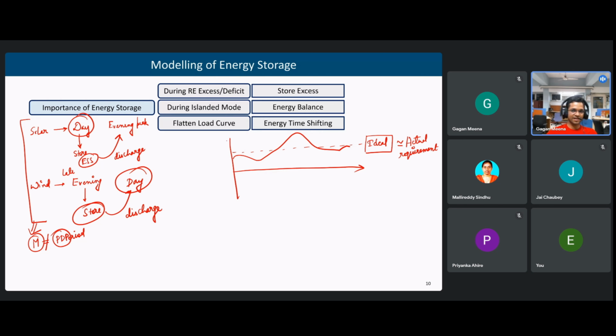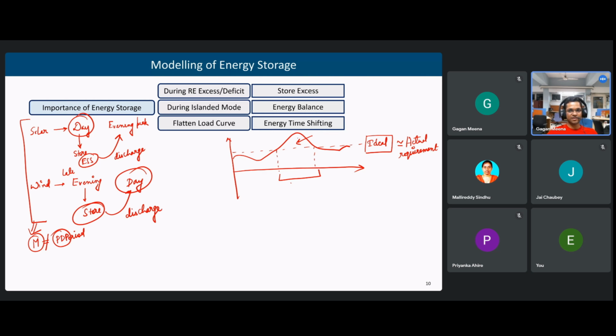But generally, we have one or two, even more than two peaks, maybe possible. So if this is the condition, then what happens? We need excess generation during only a small period of the entire day, and the rest of the time, this generation will not be used. So it will not be efficient for these generators. So we always want this load curve to be flat.